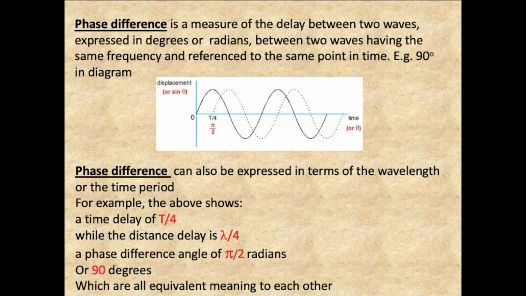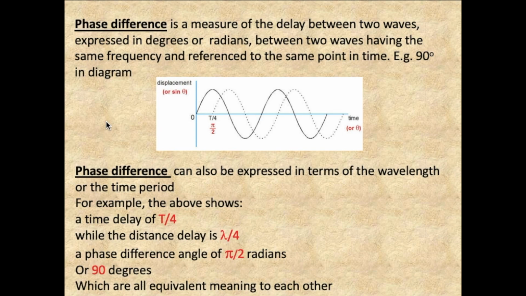Now, phase difference can also be expressed in terms of the wavelength or the time period. For example, the above graph shows two waves with a time delay of T over 4. So when one wave starts at t equals 0, the other wave is a quarter period delayed. So it reaches the same point a quarter period of time after the first one.